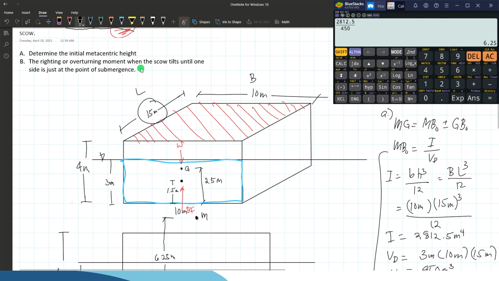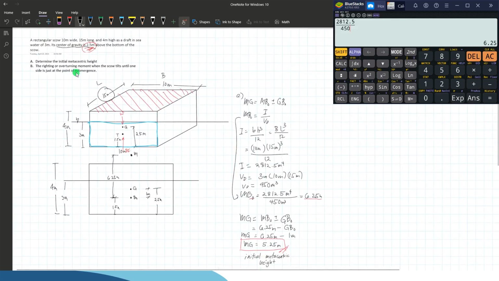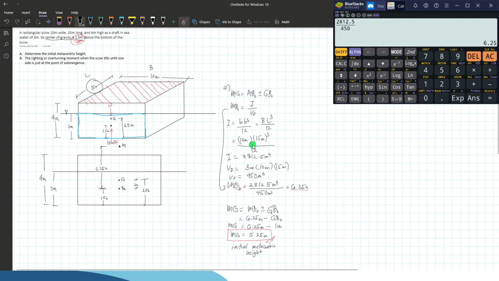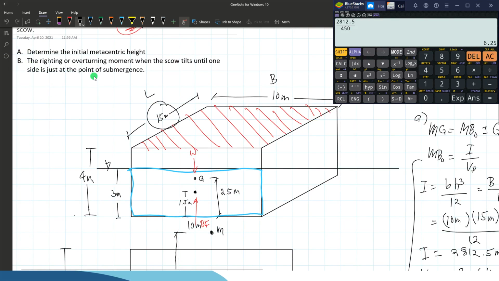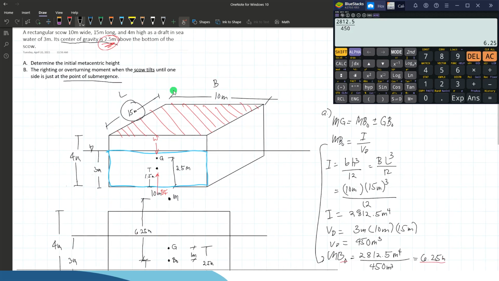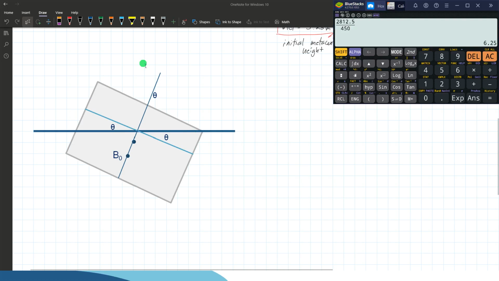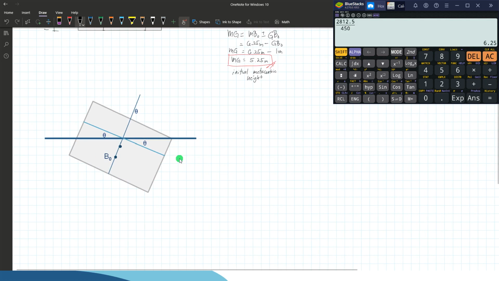For the overturning moment, when the scow tilts until one side is just at the point of submergence, it means it is in the tilted position, where the scow tilts just at the point of submergence. So let's draw the figure. It means that one corner is already submerged at the liquid surface. We are required to determine the righting moment. What will be the righting moment?